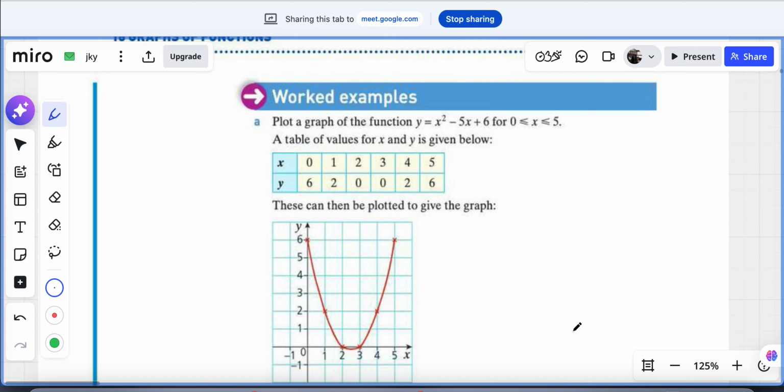The next one is to substitute 4 into this equation. 4 squared, you get 16. 4 times this, you get -20. So 16 minus 20, you get -4, right? -4 plus 6, you get 2. That's how we got this 2.